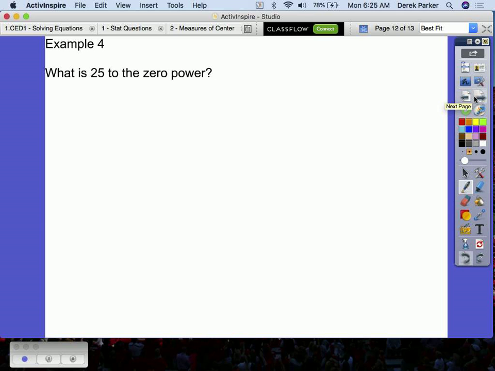25 to the 0 power is written like that. And remember, the property states 25 to the 0 power is always equivalent to 1.